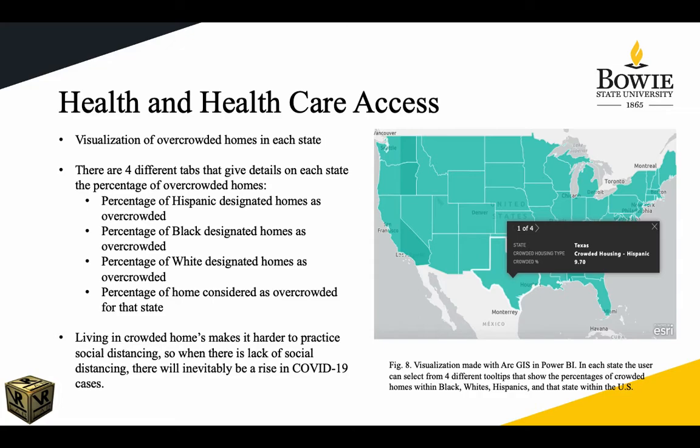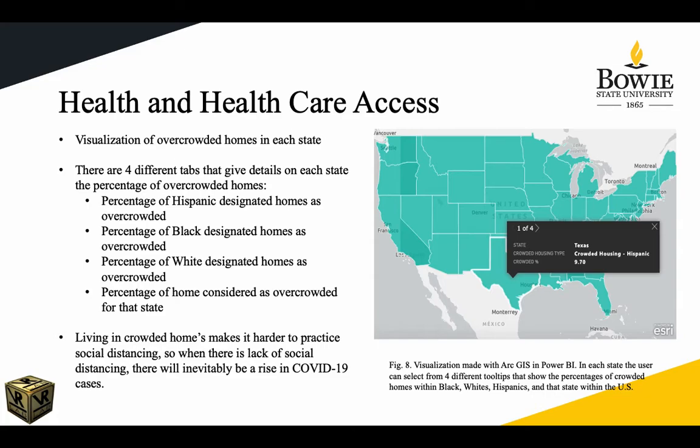The percentage, each state's percentage of overcrowded homes. The first tab, it shows the percentage of Hispanic designated homes considered as overcrowded. The second tab detailing the percentages of blacks. The third detailing the percentages of whites. And the last tab detailing the percentage of homes considered as overcrowded for that state as a whole.